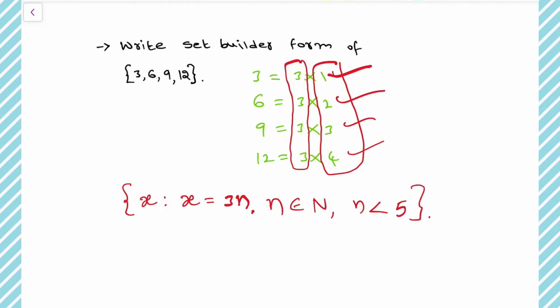So the set builder form of the given question is x such that x is equal to 3n, n belongs to natural numbers and n less than 5.